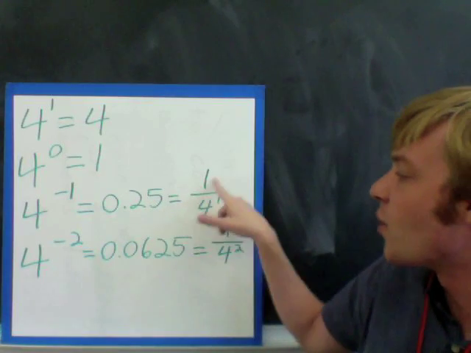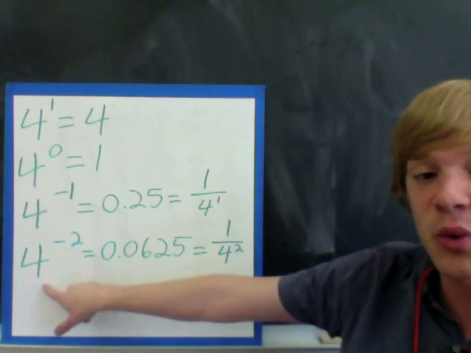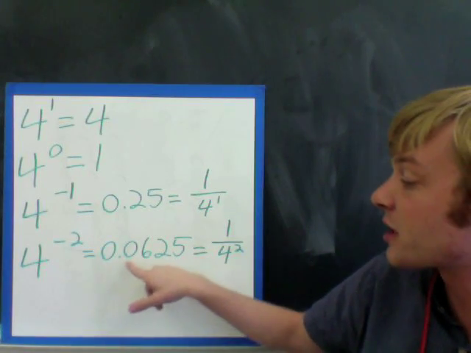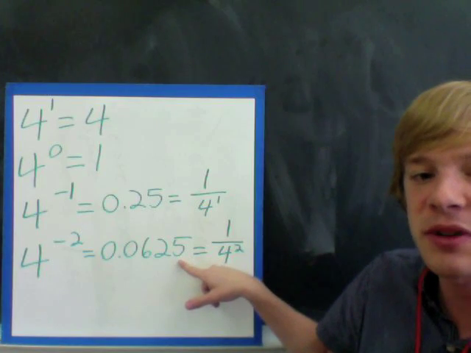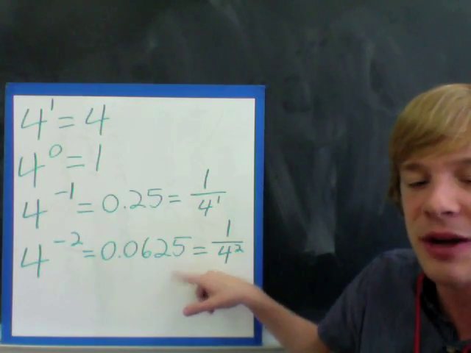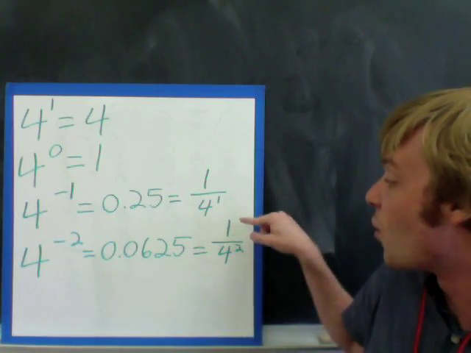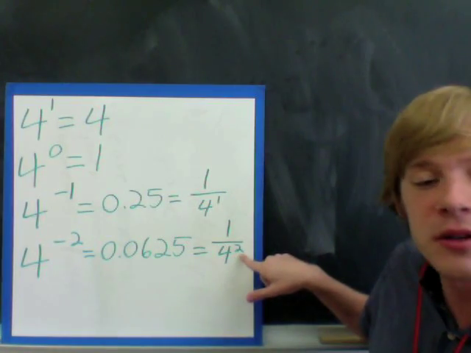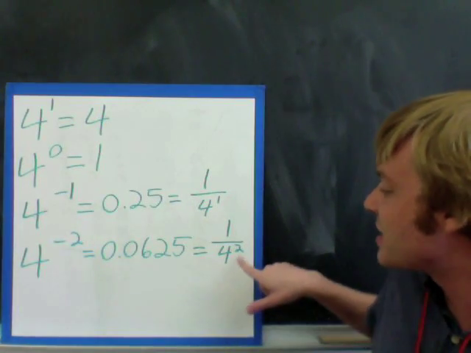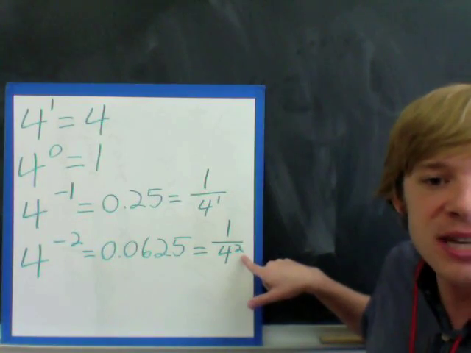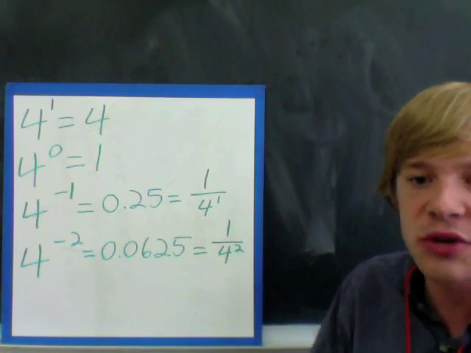If I take 1/4, or 0.25, divided by our base of 4 once again, if you do that in your calculator, you're going to get 0.0625. Now, if you convert that to a fraction, that's actually going to come out to be 1 over 16, which is the same thing as 1 over 4 squared. So we started off with a negative 2 for our power, and we ended up with a positive 2 in the denominator. And this is generally the way it works.